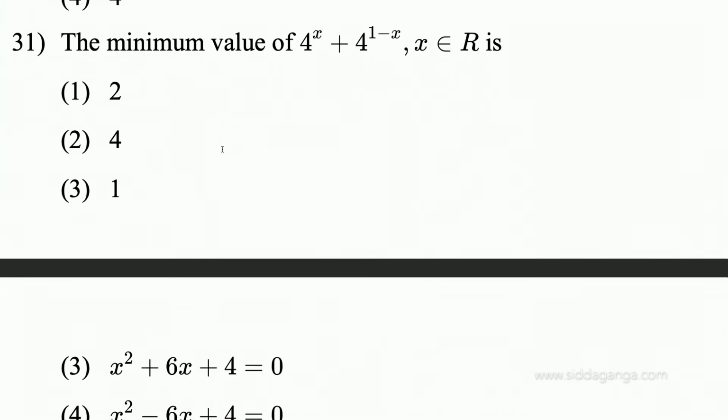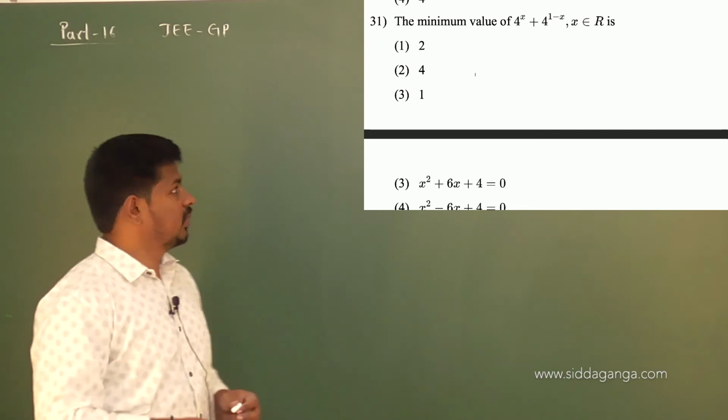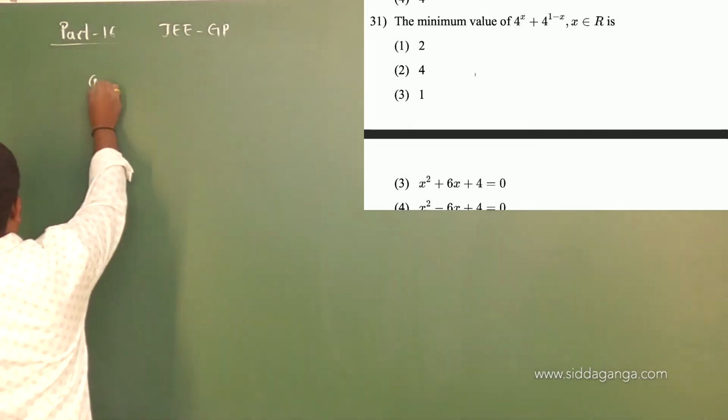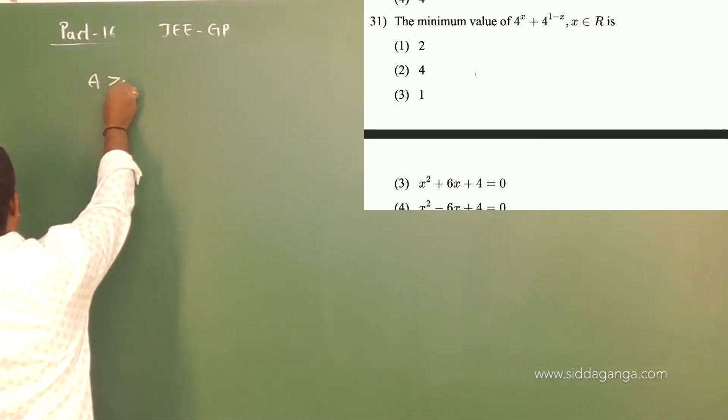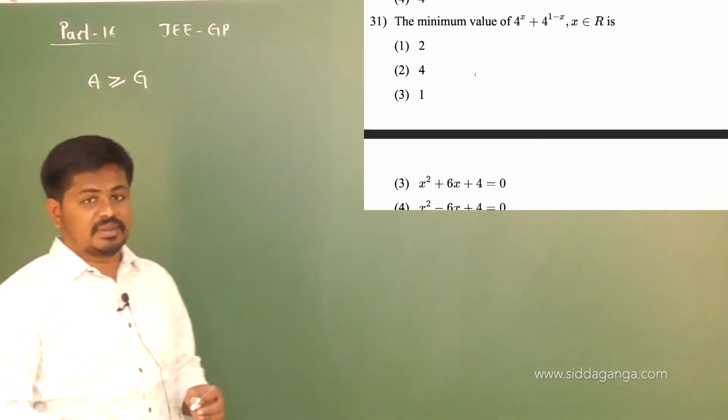So question number 31, a simple one. The minimum value of 4 power of x plus 4 power of 1 minus x for all real x. Students, we have the relation between arithmetic mean and geometric mean, right? We know that the arithmetic mean of two numbers is always greater than or equal to the geometric mean of the same numbers. This is what we discussed in the last class.